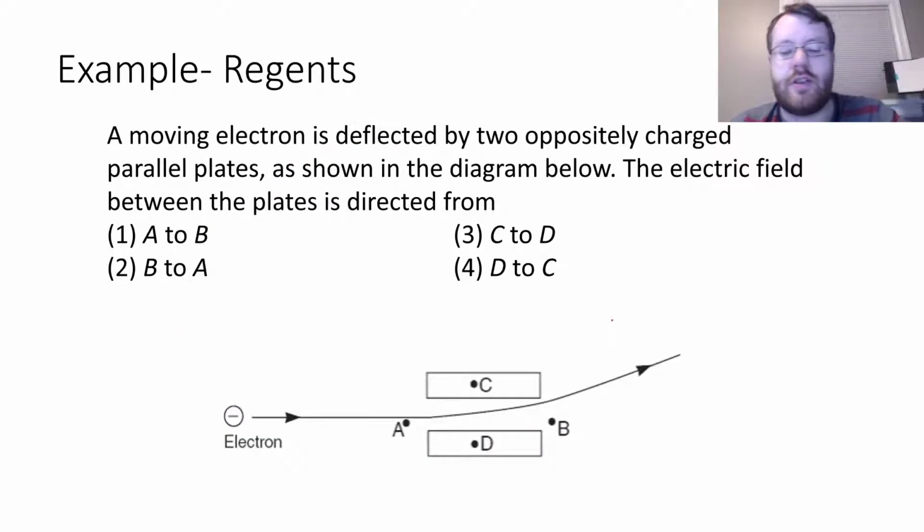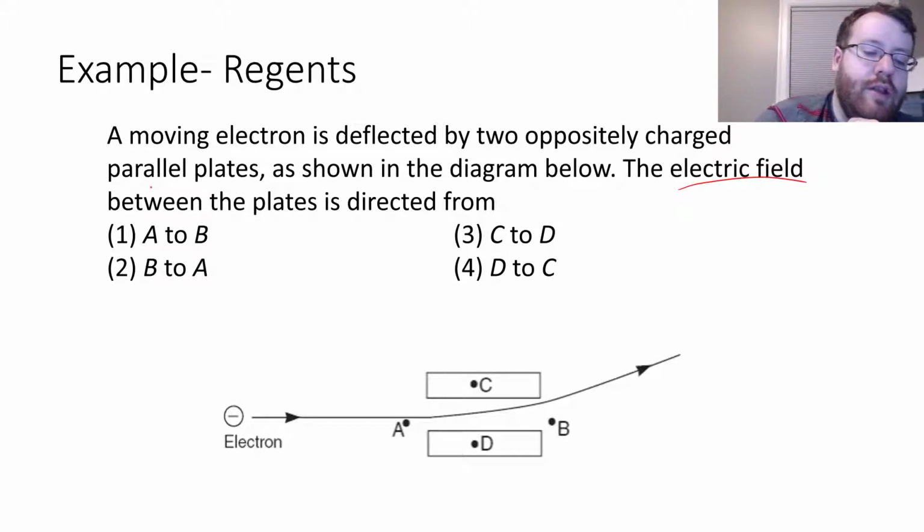Let's look at a Regents example. This question was on a Regents exam previously. We have electrons moving through some parallel plates, and you can see it gets deflected, which means that it starts to change the direction it's going over time. And it's asking us to find in which direction is the electric field between the plates.